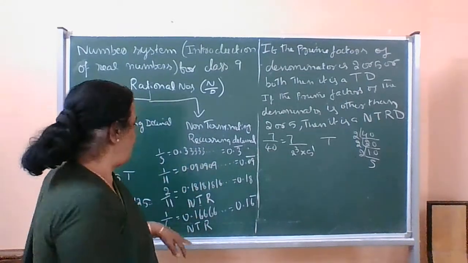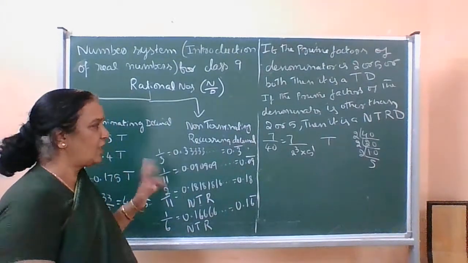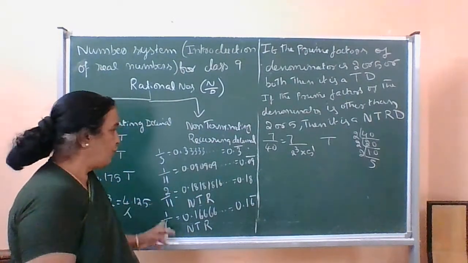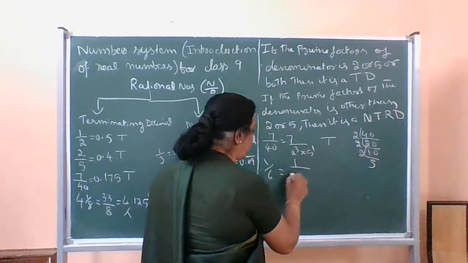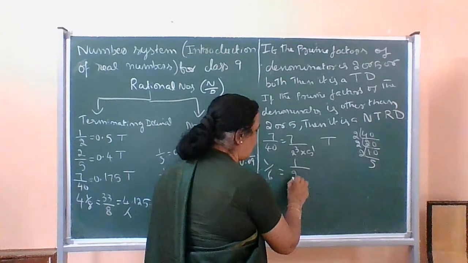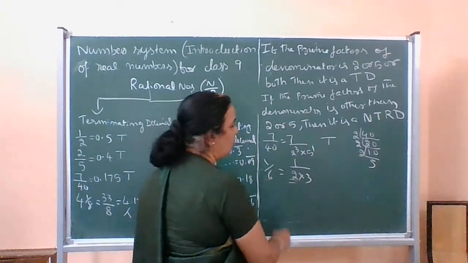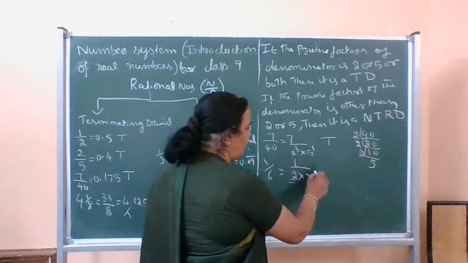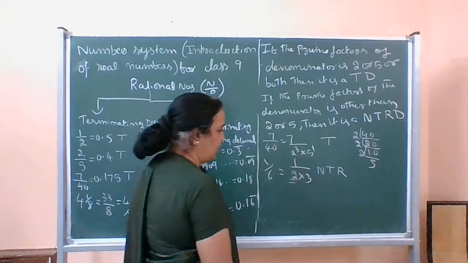And if I take 1 by 3, it is other than 2 and 5. Therefore, it is non-terminating. Here also 1 by 11, other than 2 and 5 is there. Here 1 by 6. If I write 1 by 6, what has happened? Prime factors of 6 are 2 and 3. Here 2 is there, but 3 is also there. Therefore, it is a non-terminating repeating decimal.